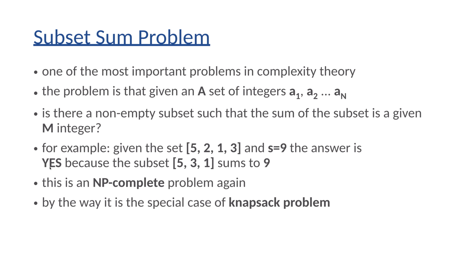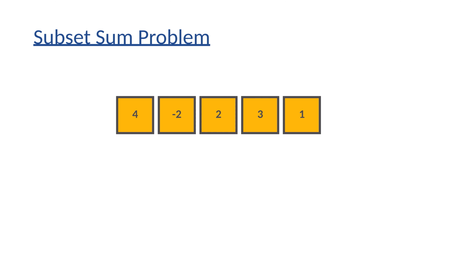This problem is dealing with Boolean values. We are going to return a yes or true Boolean value if we are able to solve the given problem. So if we are able to find a combination of the underlying integers such that the sum is equal to a given value. This is an NP complete problem, by the way, and it is a special case of the knapsack problem. So for example, we have a one-dimensional array of integers 4, -2, 2, 3 and 1, and the aim is to find a subset of this array such that the sum of the values is equal to 5.